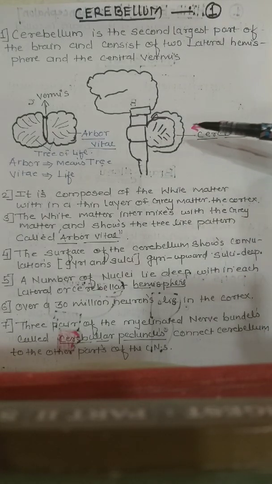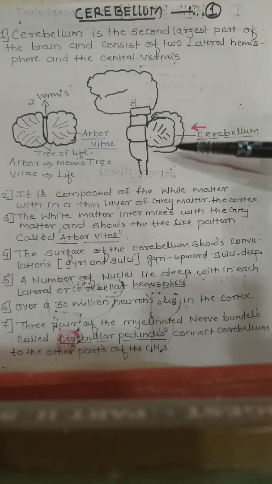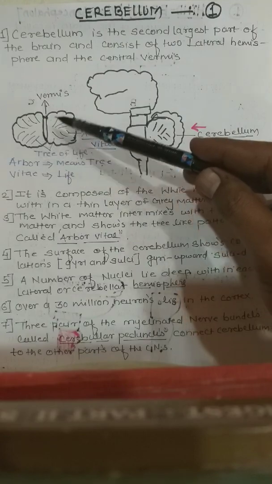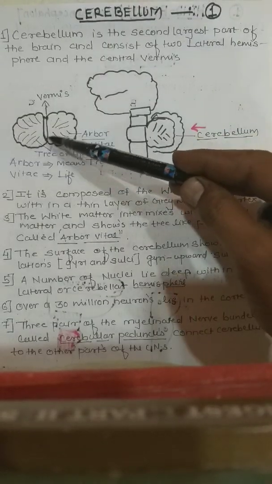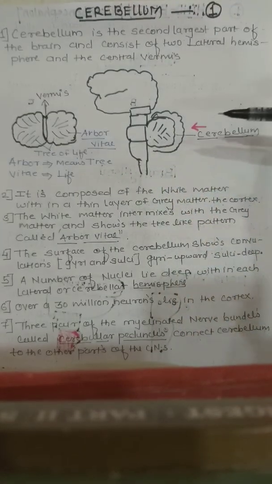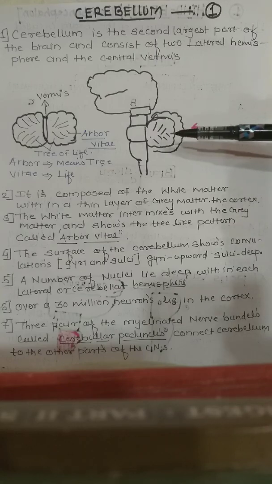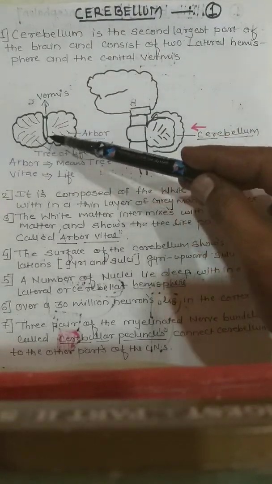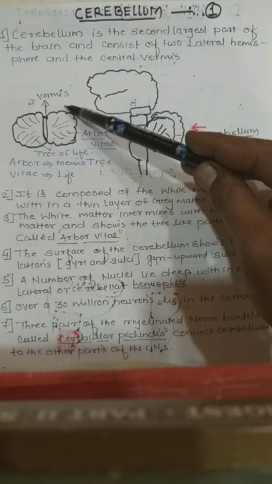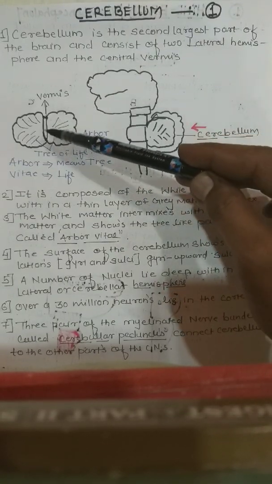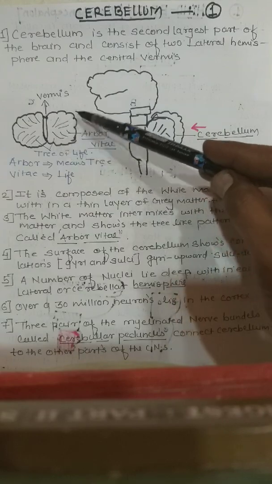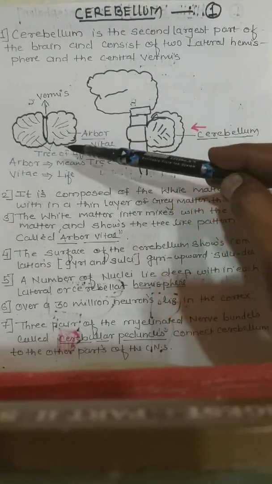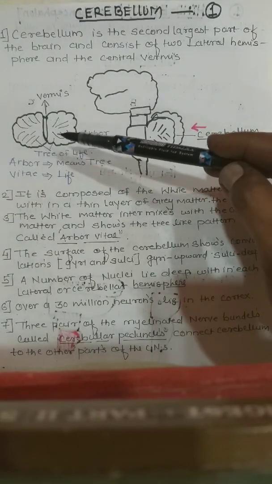Like the cerebrum, it also has two hemispheres. From this side you will see that the hemispheres are divided by a central vermis, and I have especially given the arrow here. These are the two cerebellar hemispheres, separated by the vermis, and in them there is gray matter, and within that gray matter there is some white matter.